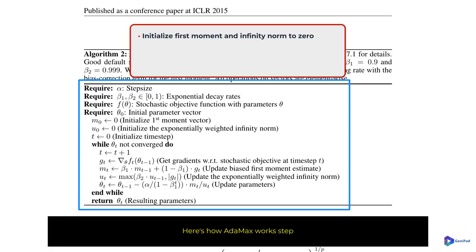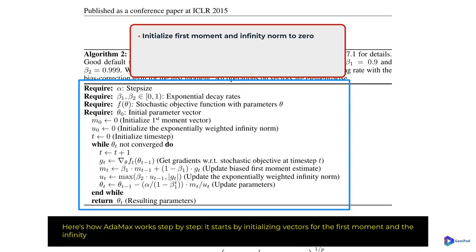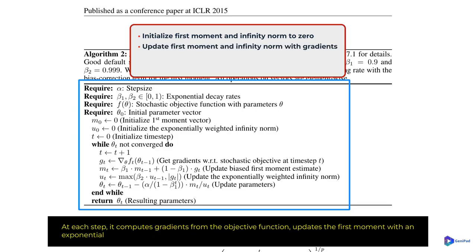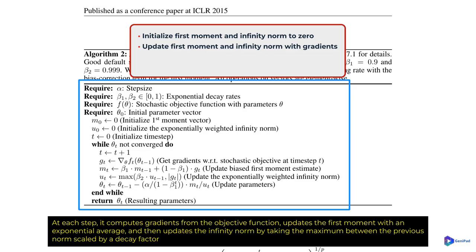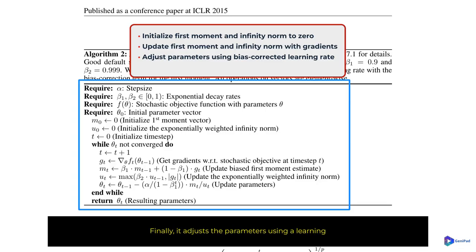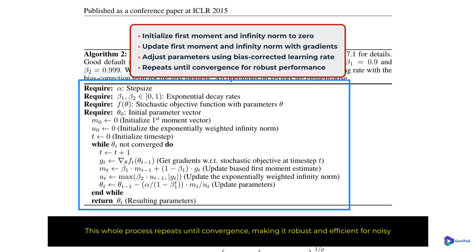Here's how AtomX works step by step. It starts by initializing vectors for the first moment and the infinity norm to 0. At each step, it computes gradients from the objective function, updates the first moment with an exponential average, and then updates the infinity norm by taking the maximum between the previous norm scaled by a decay factor and the current gradient's absolute value. Finally, it adjusts the parameters using a learning rate that includes bias correction for the first moment, divided by this infinity norm. This whole process repeats until convergence, making it robust and efficient for noisy data.